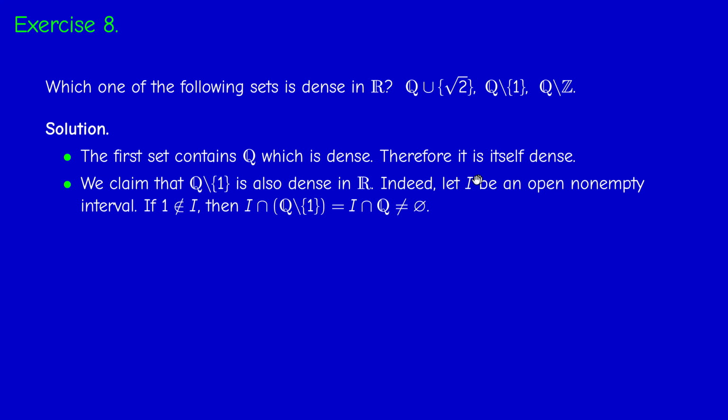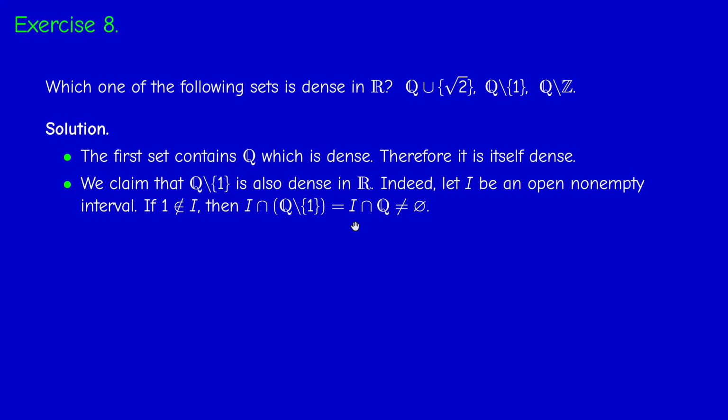If 1 is not in that open interval, then the intersection of I and Q without 1 is the same as the intersection of I and Q. Why? Because you can write this as I intersected with Q intersected with the complement of 1. But since 1 is not in I, then I is contained in the complement of 1, so I intersected with the complement of 1 is I. This is a set theoretic identity, so this is very general.